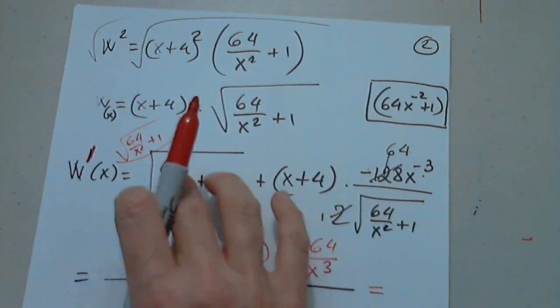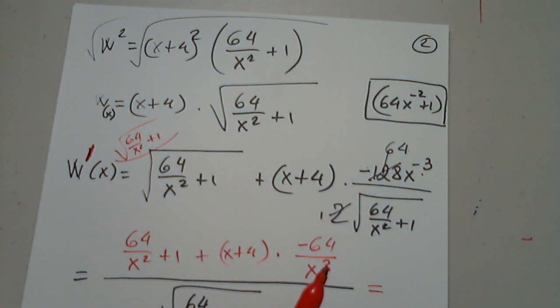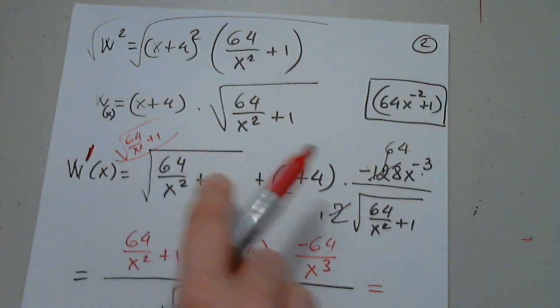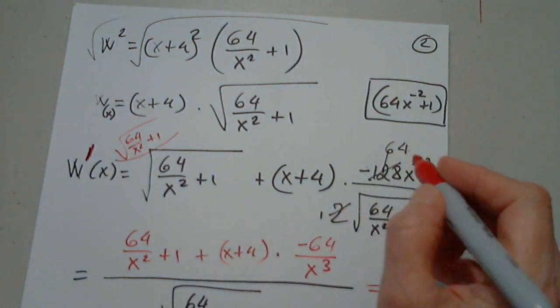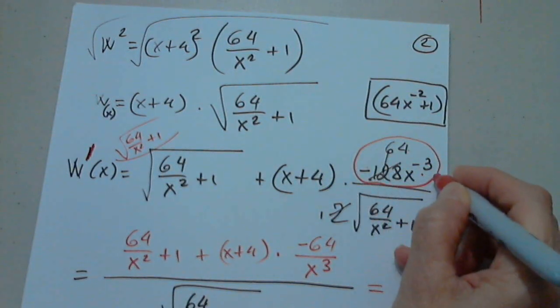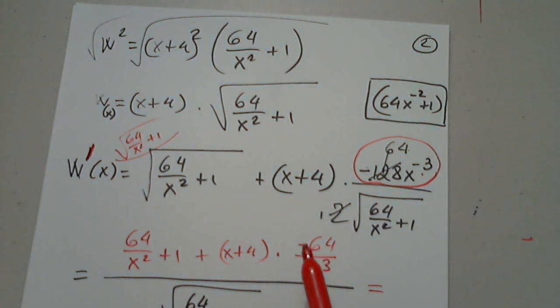I have to find the least common denominator, which happens to be this. It's only one denominator, but when I multiply these two, I get this. And then plus x plus 4. And this piece is negative 64 over x cubed.